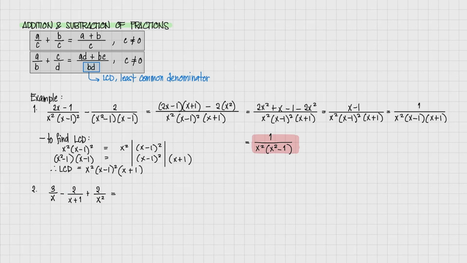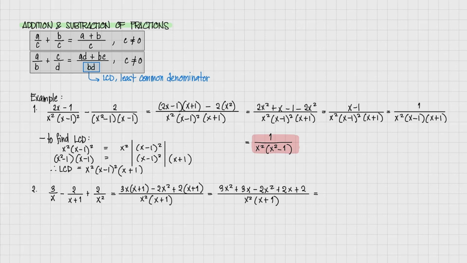So what would be the LCD for these 3 denominators? It would be x squared times x plus 1. Next, we're just going to distribute our least common denominator to our numerator. So we have 3 times x times x plus 1. Then minus 2 times x squared, and then plus 2 times x plus 1. Then simplify this. We have 3x squared plus 3x minus 2x squared plus 2x plus 2 all over x squared times x plus 1.